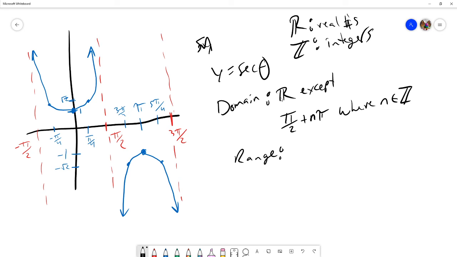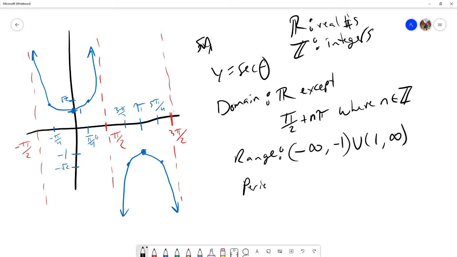Range. So what are all the outputs here? The outputs we got are from 1 to infinity and from -1 to negative infinity. So I'm going to use interval notation. -1 to infinity union with 1 to infinity. So this says we're including all the values here and all the values here, but we're missing everything in the middle from -1 to 1.